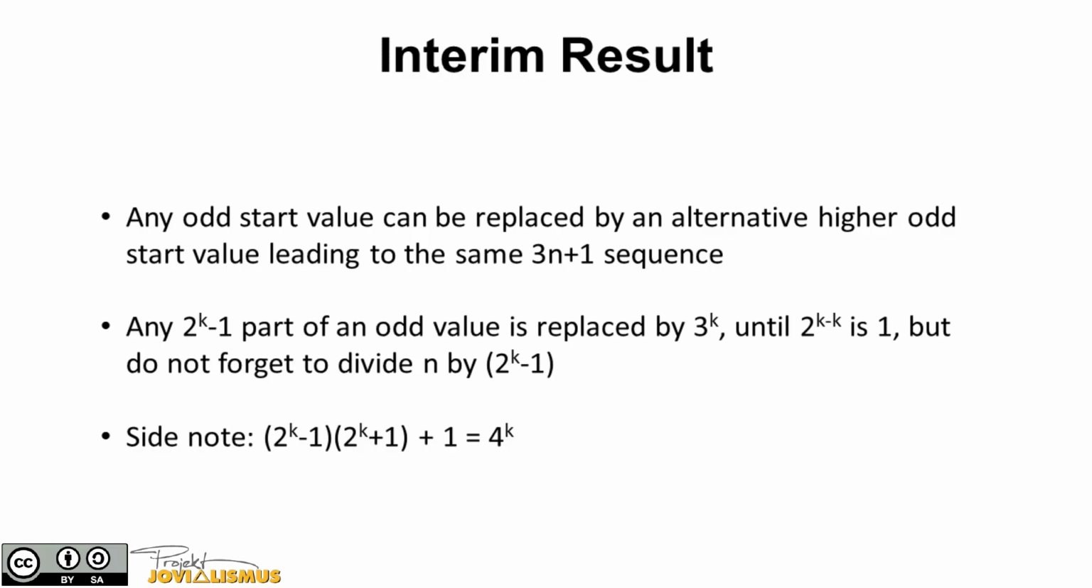Now we have shown two things. Any odd start value can have an alternative odd start value higher than the largest value within the 3n+1 sequence. Any odd start value which lets the following odd value grow has an inner value which decreases while the 2 to the k part is replaced by 3 to the k. This explains the phenomenon of exponential growth within some sequences. And just a side note, 2 to the k minus 1 multiplied by 2 to the k plus 1 equals 4 to the k.